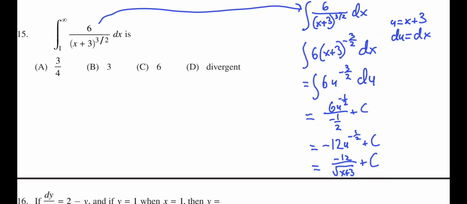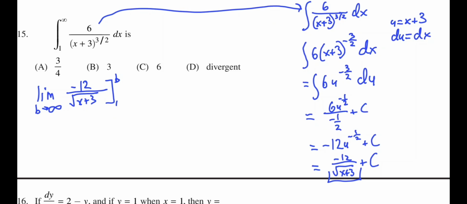We don't need the c because we have bounds for the integral that we're finding. So let's put this in place of the integrand that we have. We're evaluating this function, negative 12 over the square root of x + 3, from the bounds of 1 through infinity. And since this is improper, we're going to get the limit as b approaches infinity of negative 12 over the square root of x + 3 from the bounds of 1 through b.